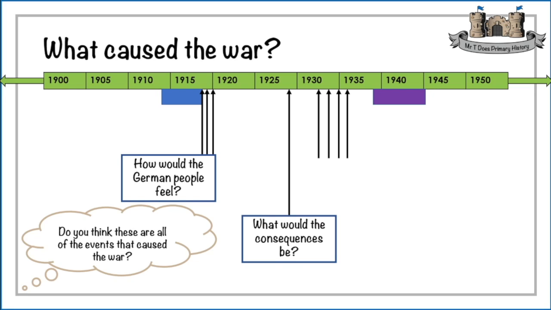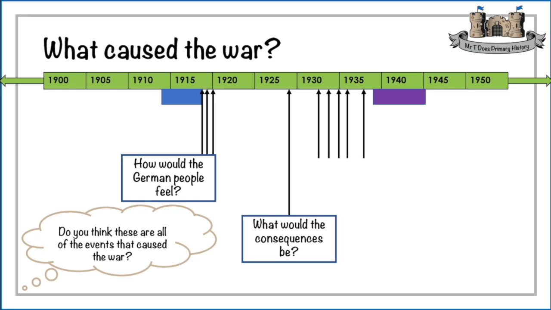1936. Germany breaks the Treaty of Versailles again and seizes the Rhineland, which is part of the land that they lost at the end of the First World War. 1938. Austria is annexed by Germany. That means military force to take control of a country. So they've gained more and more land. Doesn't it seem strange that Britain and France don't do anything about it?